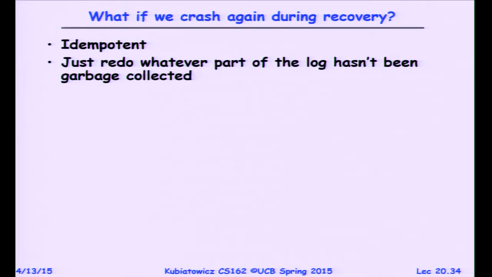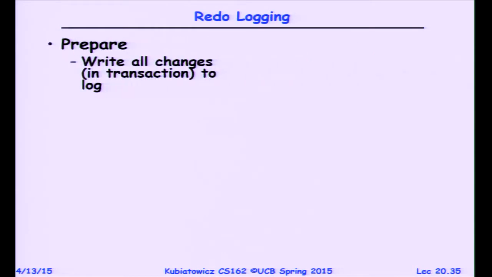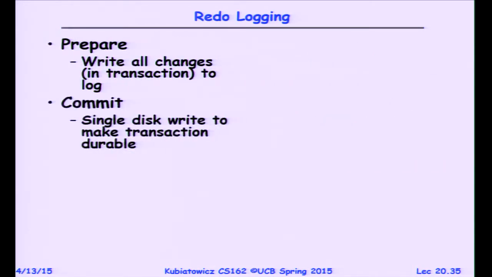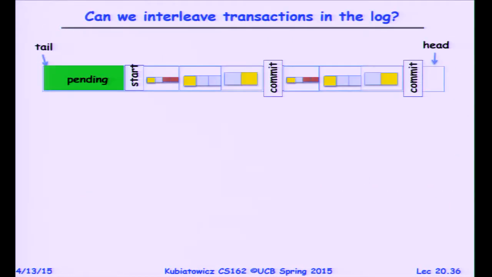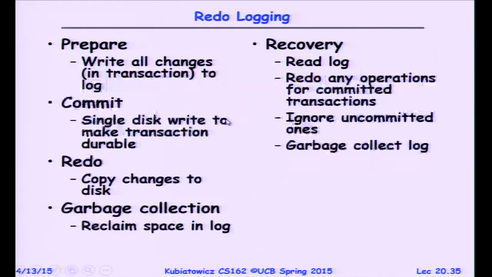Are there any questions on that? Does that make sense, everybody? Questions? Okay. So redo logging here: prepare all the changes, commit with a single disk write to make the transaction, copy changes to disk, garbage collection. All right. That was what we just talked about here.